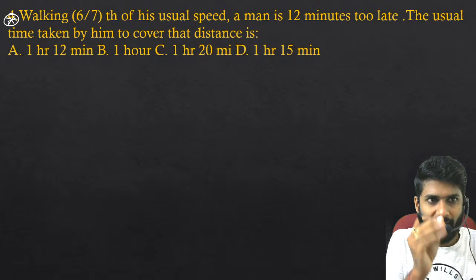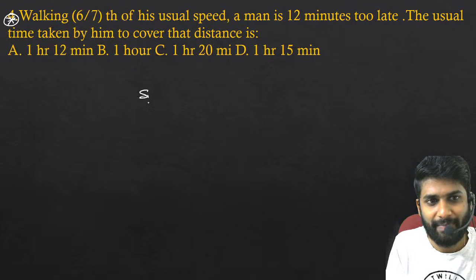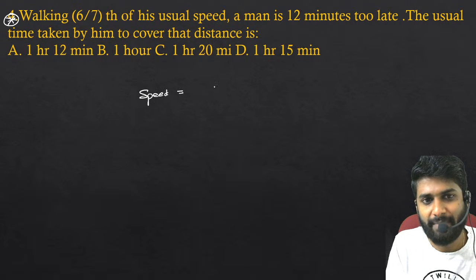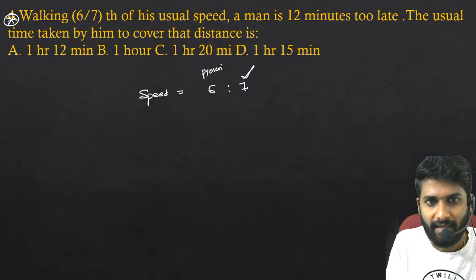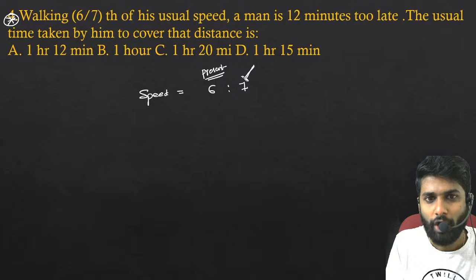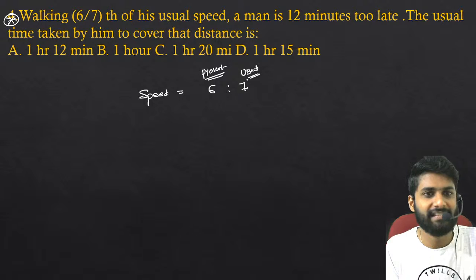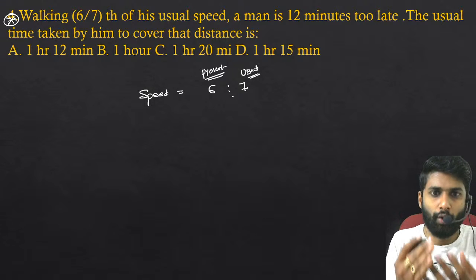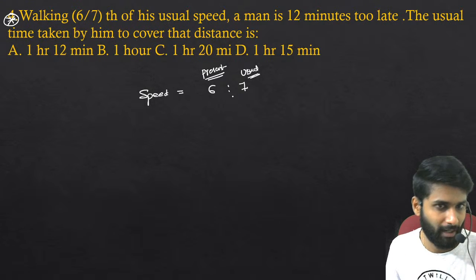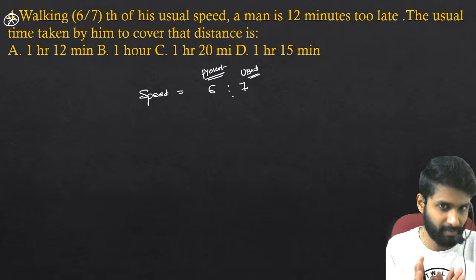Now, see, walking at 6 by 7th of his usual speed. 6 by 7th means they have given a speed ratio, guys. What is the meaning of 6 by 7? 6 is to 7. So this is the present speed and this is the usual speed. He was going with 6 by 7th, which means the usual speed is exactly equal to 7. That is the ratio, guys. A person walking 6 by 7th of his usual speed means 7 units, I just assume a value, guys. Originally he needs to travel at 7 kilometer per hour, but because of some problem he was traveling at 6 kilometer per hour. That is the meaning of the speed, guys.